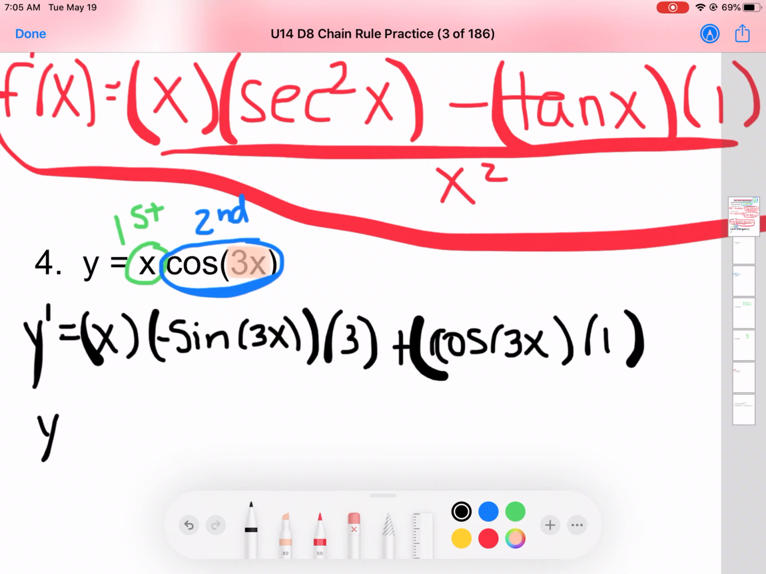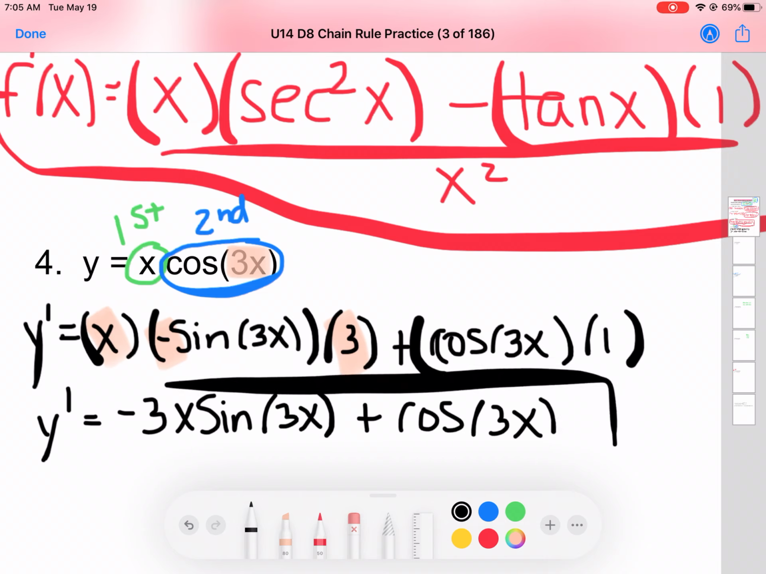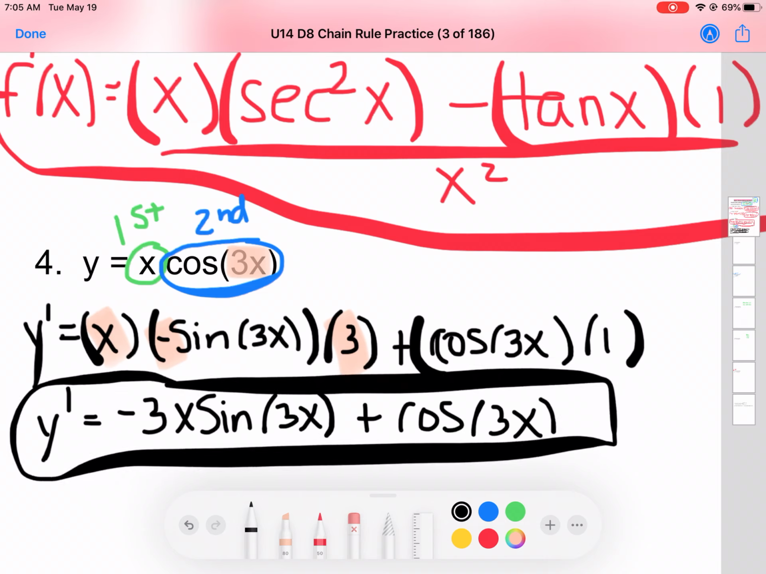Okay, and then we'll just clean it up. If we clean that up, it looks like we can multiply the x, the negative, and the 3. So negative 3x sine 3x plus cos 3x. And that's it. Okay, so hopefully you did well with those.